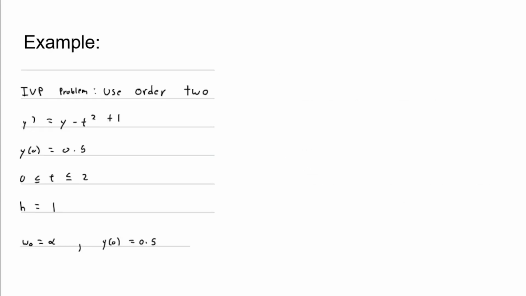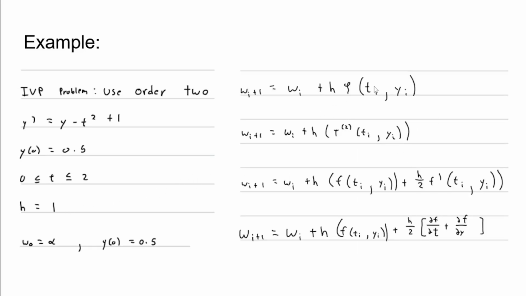So let's do an example. Let's do an IVP problem using order 2. In this problem, we have y prime equals y minus t squared plus 1, y of 0 equals 0.5, and t is between 0 and 2. And we have a step size of 1. As we already derived the method, it's going to look something like this. And we're going to use order 2.